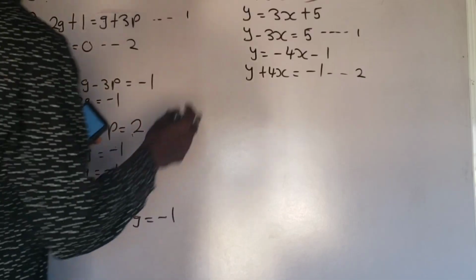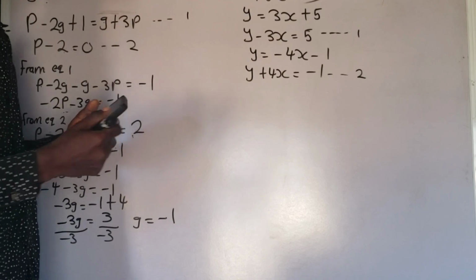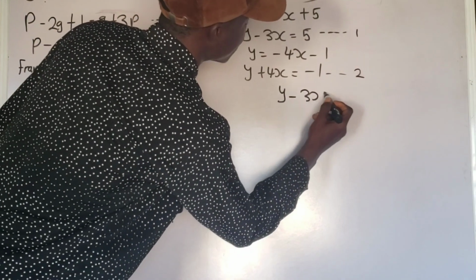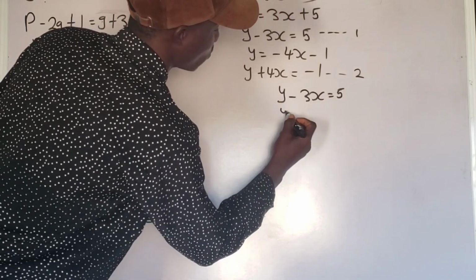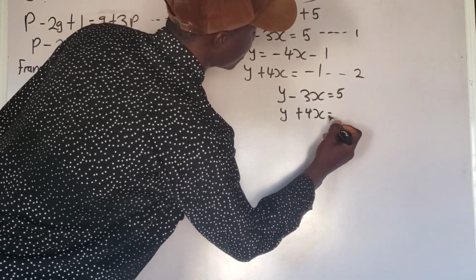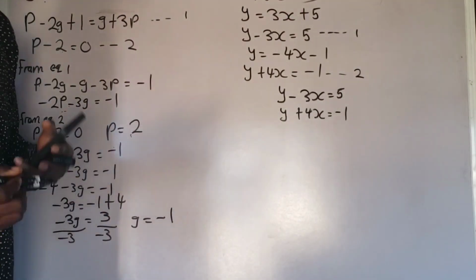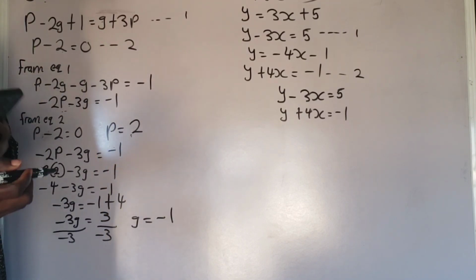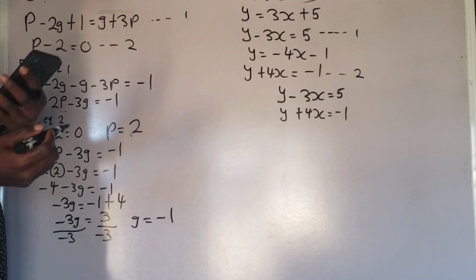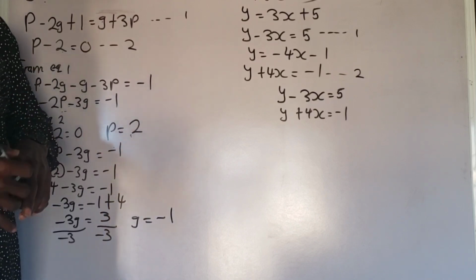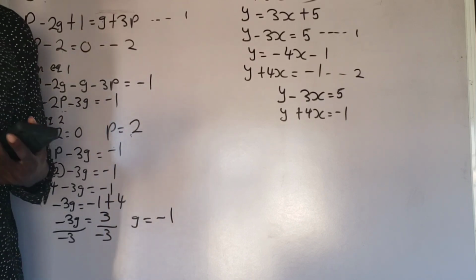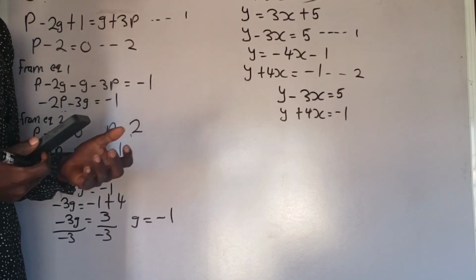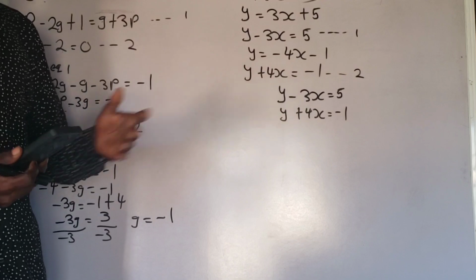Now, having rearranged the equation, I'm going to combine both equation 1 and 2. Equation 1 is y minus 3x equals 5, and equation 2 is y plus 4x equals negative 1. Now, we can solve this using the substitution method or the elimination method. Which one do you decide to use? You can use any. In this case, I'm going to use the elimination method, and what I'm going to eliminate is y. The reason is that I don't need to modify the equations, because the coefficient of y is now the same for both equations.